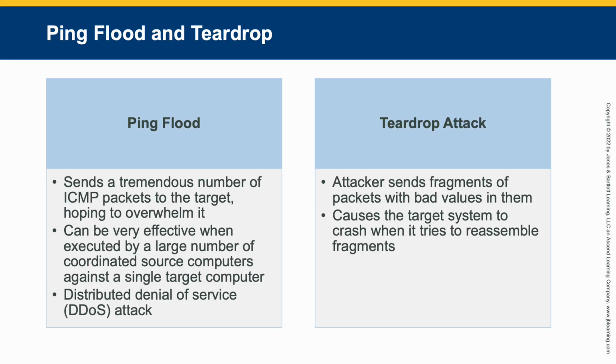Ping flood and teardrop. Ping flood sends a tremendous number of ICMP packets to the target, hoping to overwhelm it. It can be very effective when executed by a large number of coordinated source computers against a single target computer. A distributed denial of service or DDoS attack can also be a ping flood. In the teardrop attack, the attacker sends fragments of packets with bad values in them, which causes the target system to crash when it tries to reassemble the fragments.